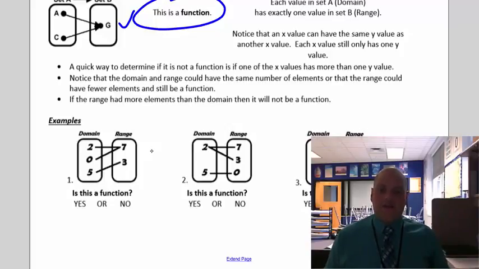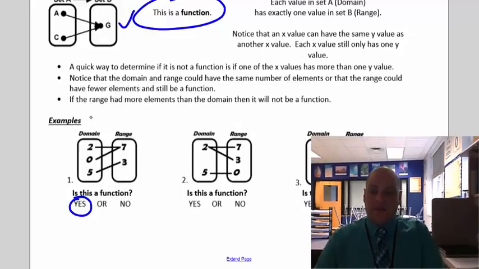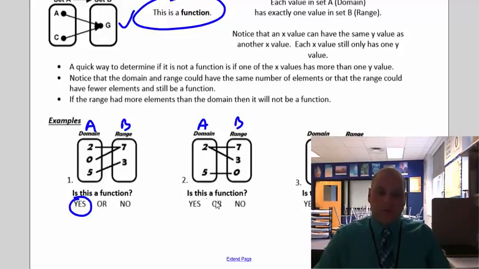All right, so hopefully you tried these. Now the first one, the 2 goes to 7, the 0 goes to 7, and the 5 goes to 3. Nothing in the domain was repeated, therefore this is a function. It doesn't matter that they both went to 7. That's okay. The range can be repeated, the domain cannot. So this is like set A, this is set B. How about this one? Well, 2 goes to 7 and 2 also goes to 3. That is not allowed, so this is not a function.